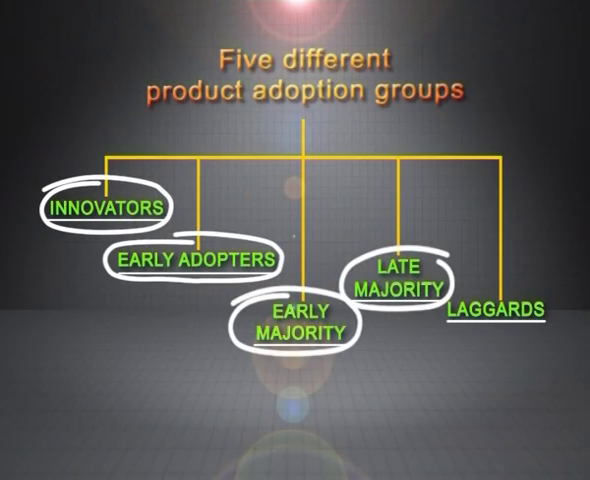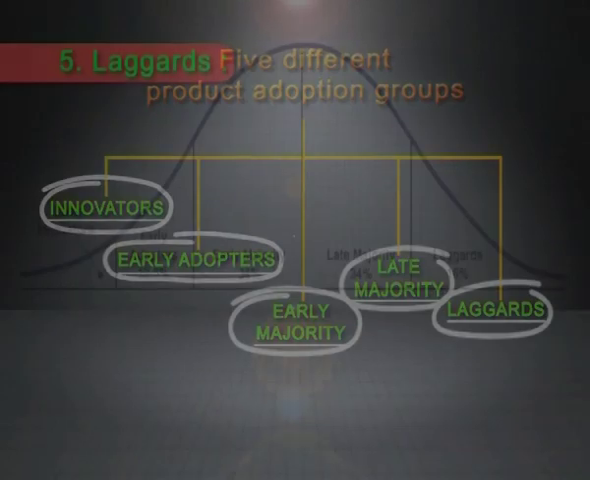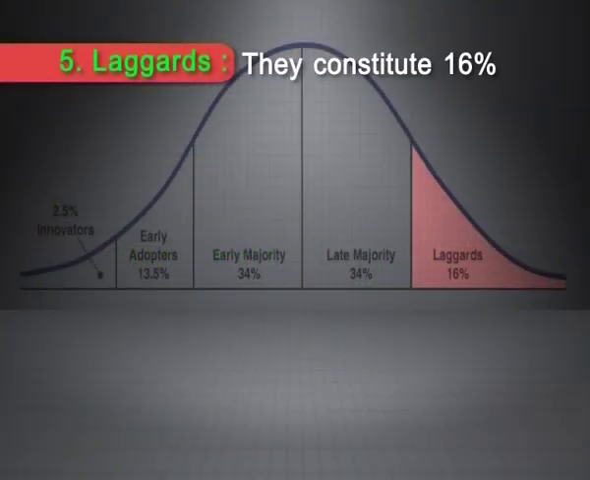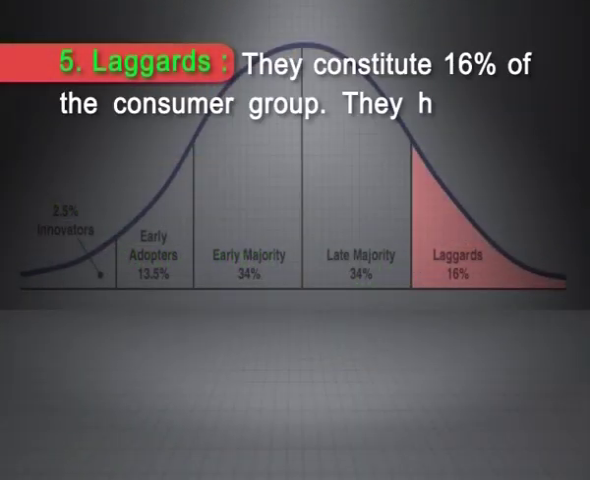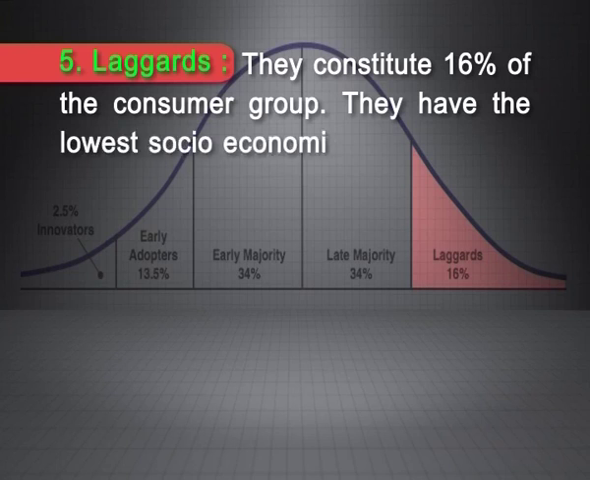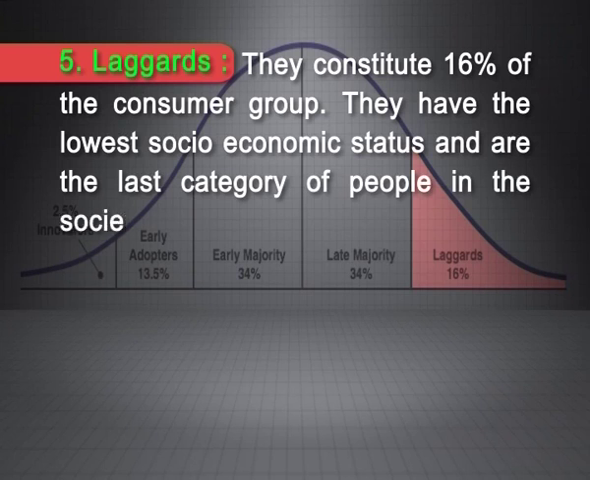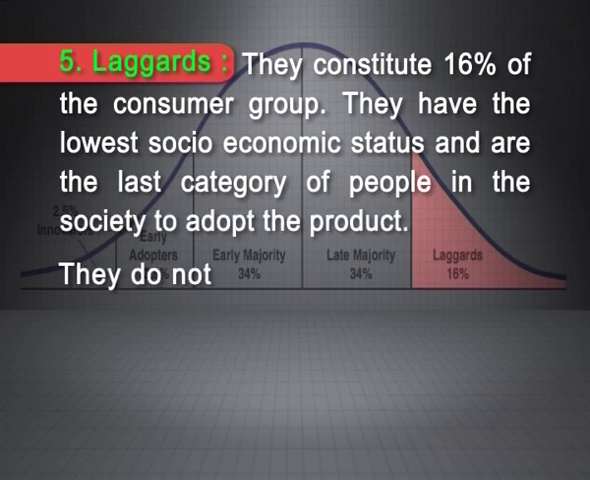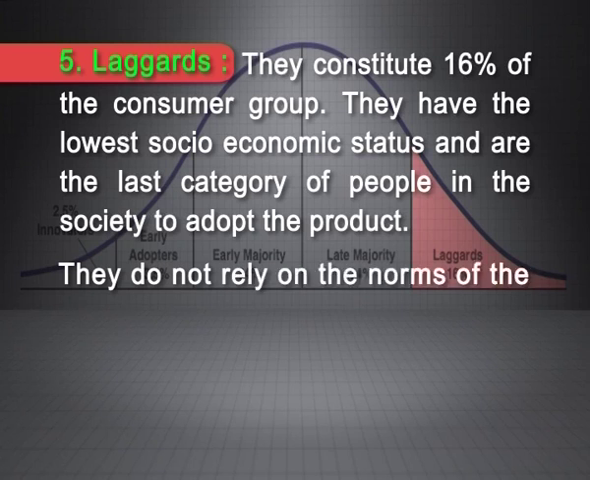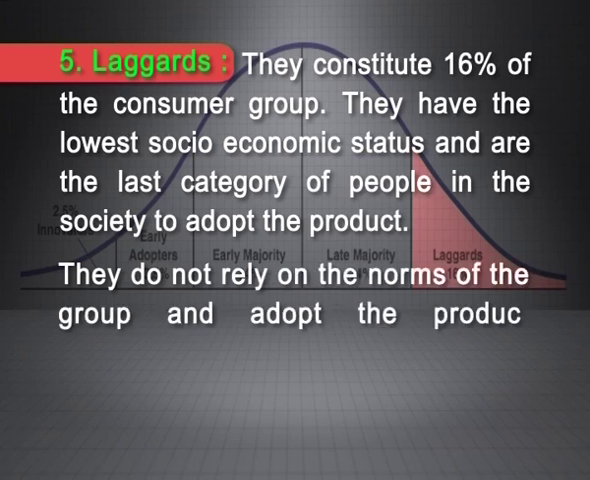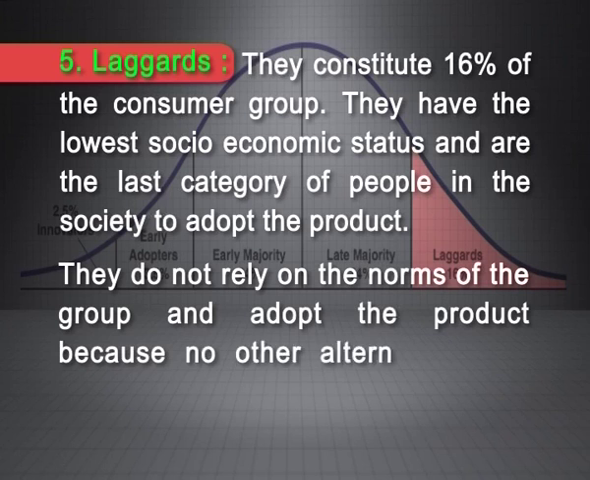The fifth and last category of consumer is called the laggards. Laggards constitute 16% of the consumer group. They have the lowest socio-economic status and are the last category of people in society to adopt the product. They do not rely on the norms of the group and adopt the product because no other alternatives are available.